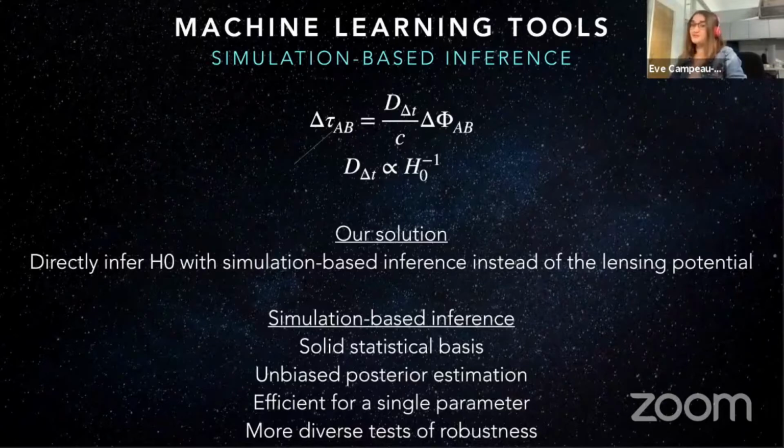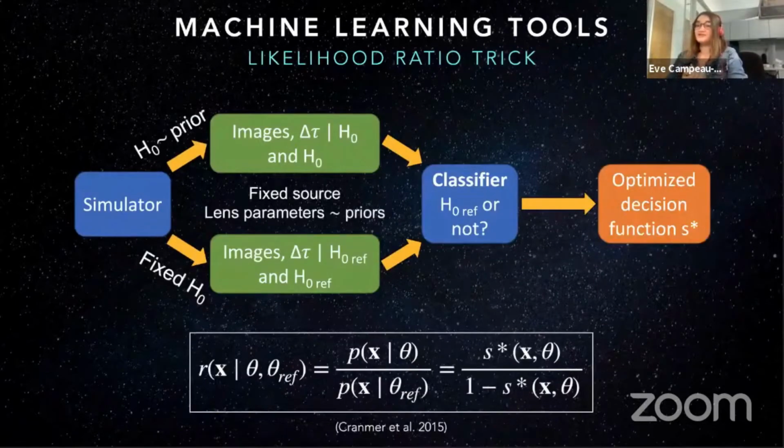Before explaining what simulation-based inference is, I just want to say that it has a solid statistical basis. It provides an unbiased posterior estimation, and it's really efficient for a single parameter. It could be hard to conduct with more, but in our case, we just want to infer each H-knot, so it's perfect. And it offers more diverse tests of robustness. So how does it work? Let me walk you through this.